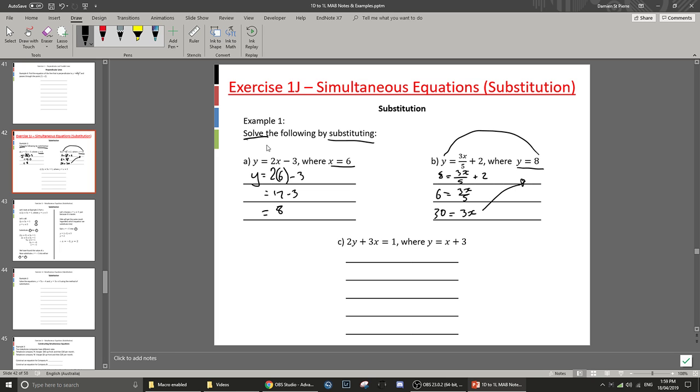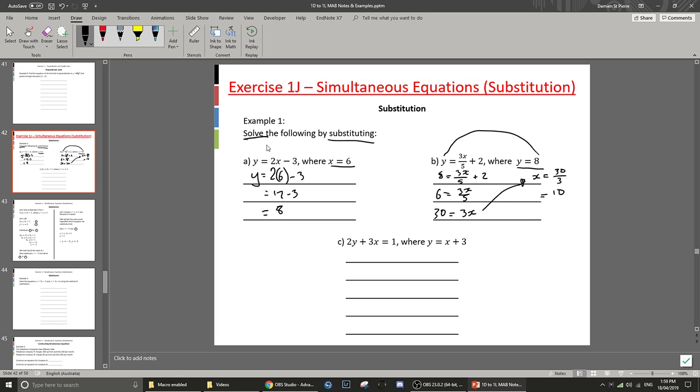I'm just going to come up over here. So we get x is equal to 30 on 3. So x is equal to 10. So those two are pretty easy. Those ones we've seen before. This one's a little bit more involved.